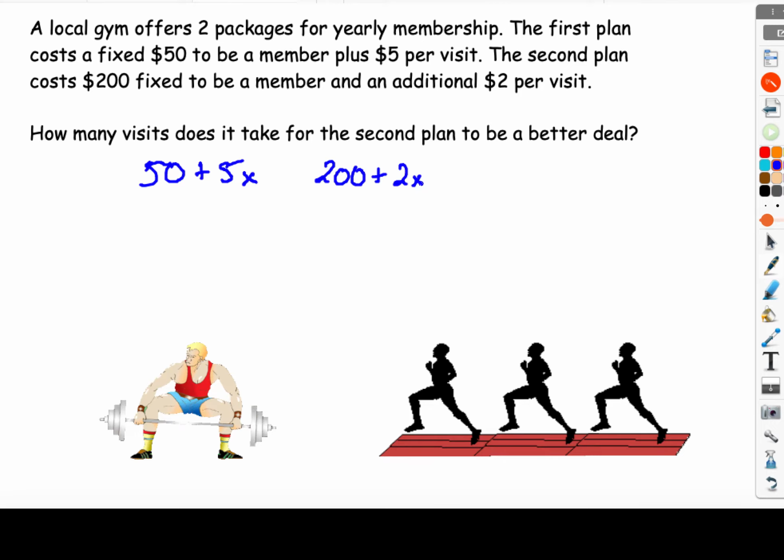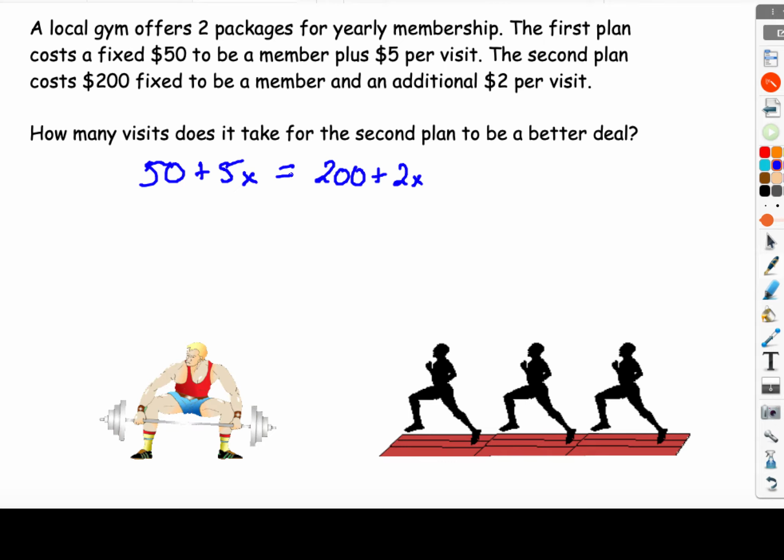Well, if I could figure out how many visits it takes for them to be equivalent deals, to cost you the same amount of money, then after that, the one that I'm paying less per visit on should be the better deal. So let's figure out what would make these two plans equal. When do we break even, as we sometimes say it? When would the two plans cost you the same amount?